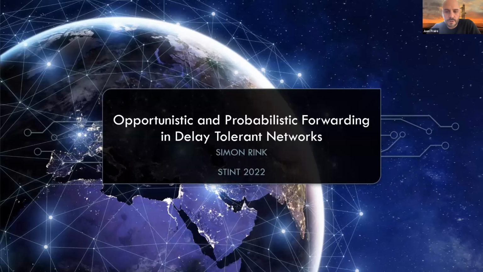So let's move to our next speaker. Our next speaker is Simon Rink. Simon is going to present to us opportunistic and probabilistic forwarding in DTNs. Mentors are Juan Freire, myself, and Professor Holger Hermans from Saarland University in Germany. So Simon, go ahead, the floor is yours.